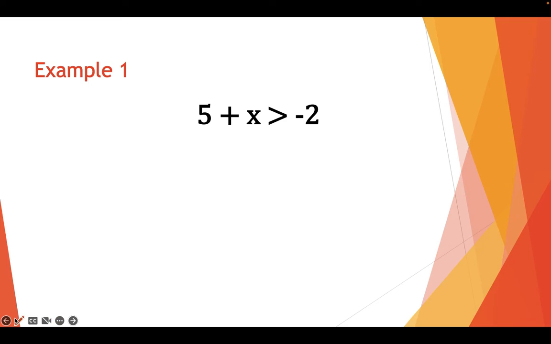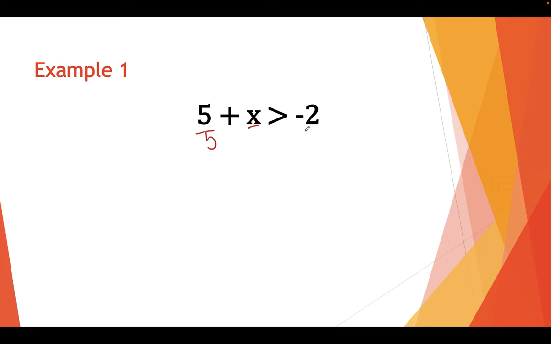Let's try this first example together. 5 plus x is greater than -2. When we solve an equation, we're trying to figure out what one value of x makes this statement true. When we solve an inequality, there are actually infinite number of possibilities that make the statement true because we are trying to not find an exact number equal to -2, but any sum that is greater than -2.